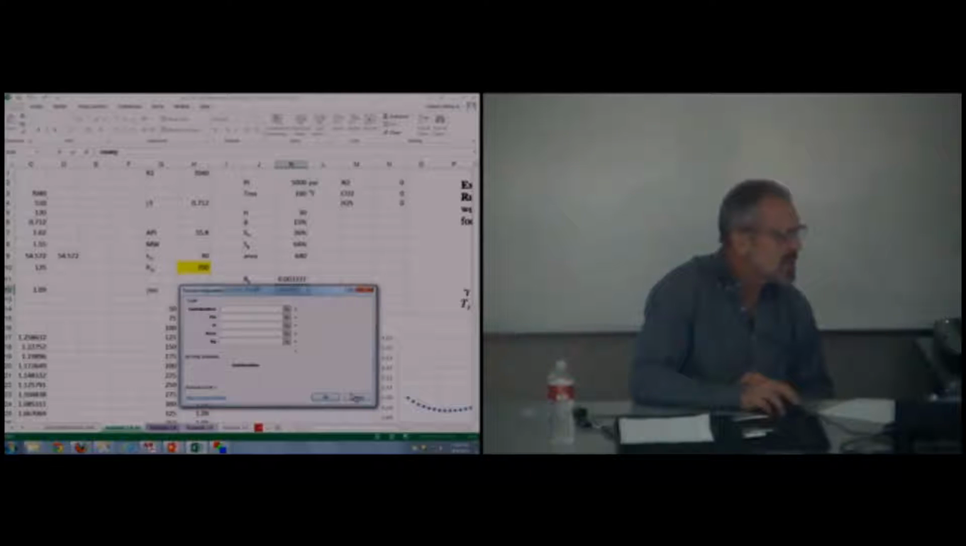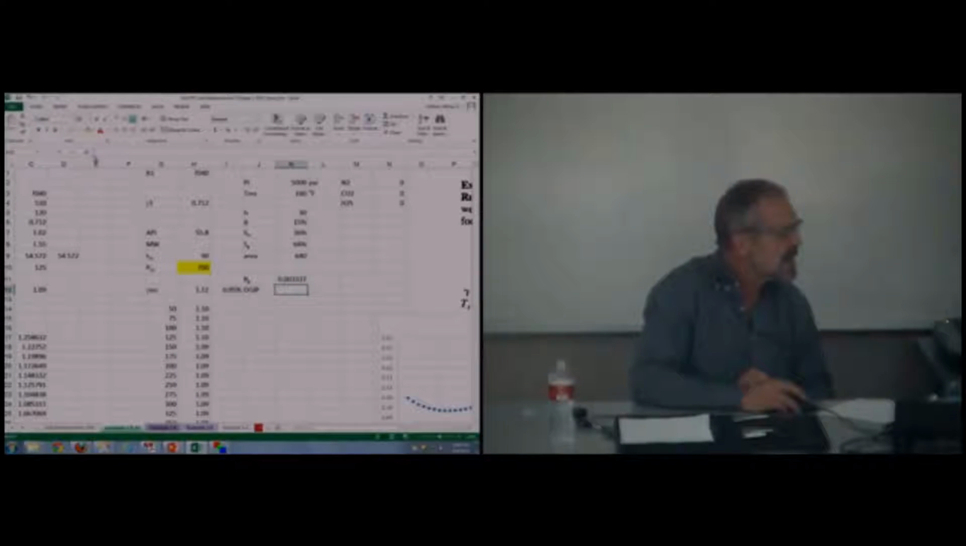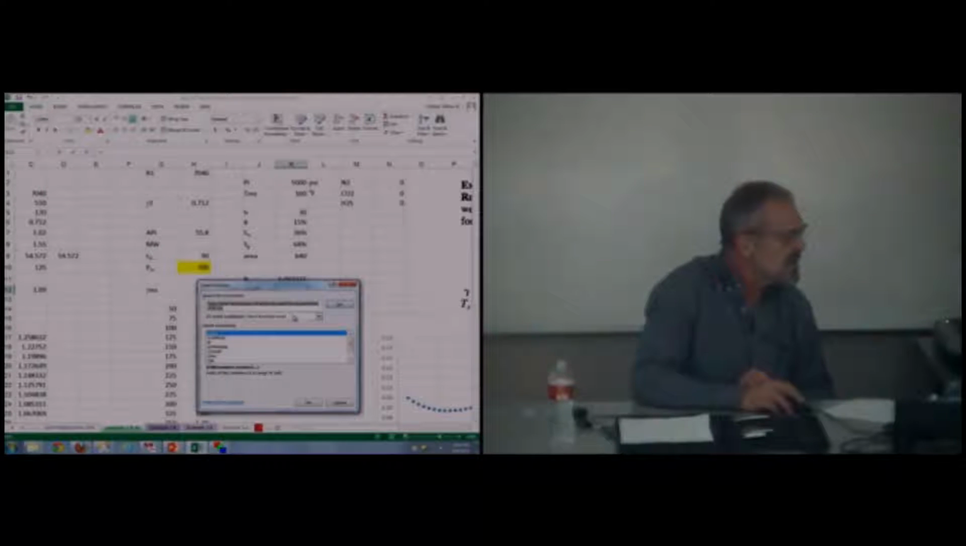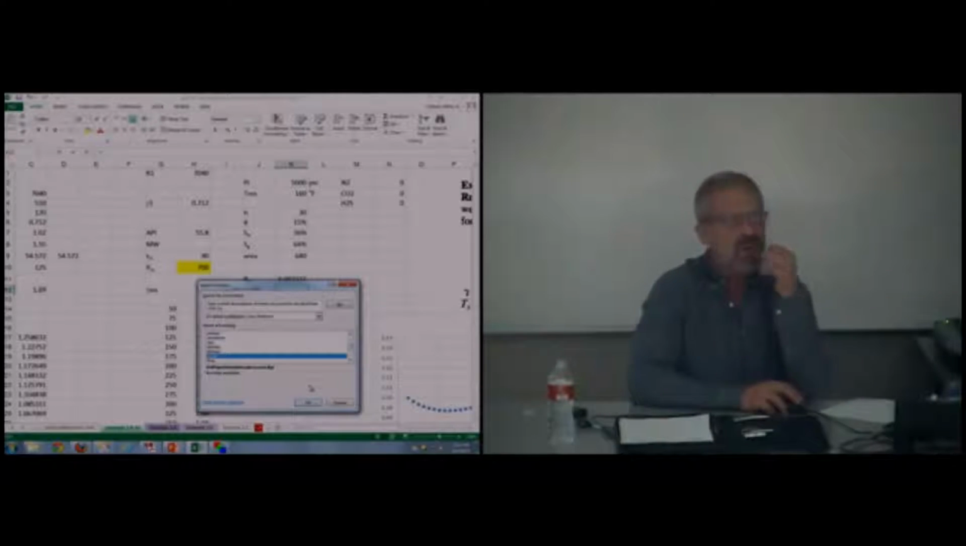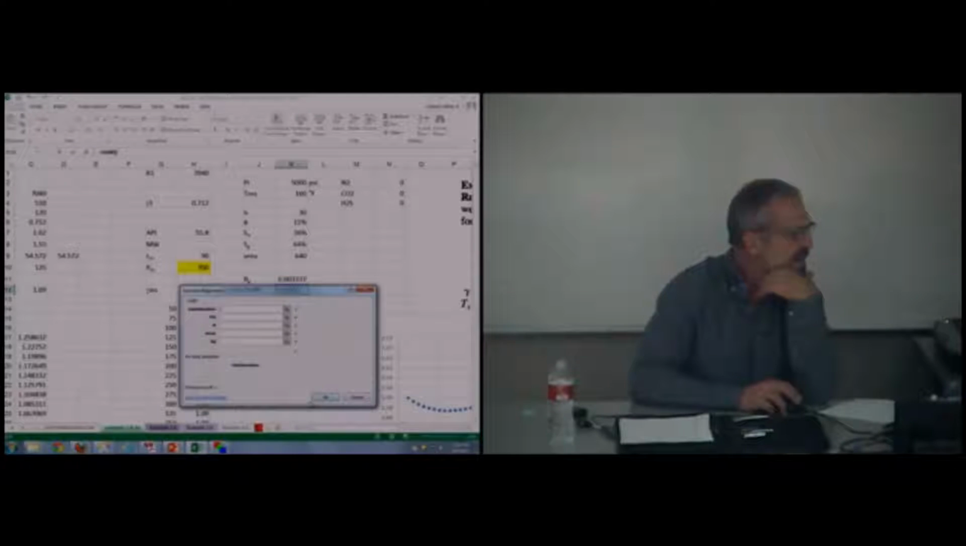Now that's not the only way to invoke that. I can go F of X and then go user defined and then find my function. I'm just paging down until I find it. I'm not doing a very good job. Here it is, original gas in place. But if I can remember what it is, I can do it that way.